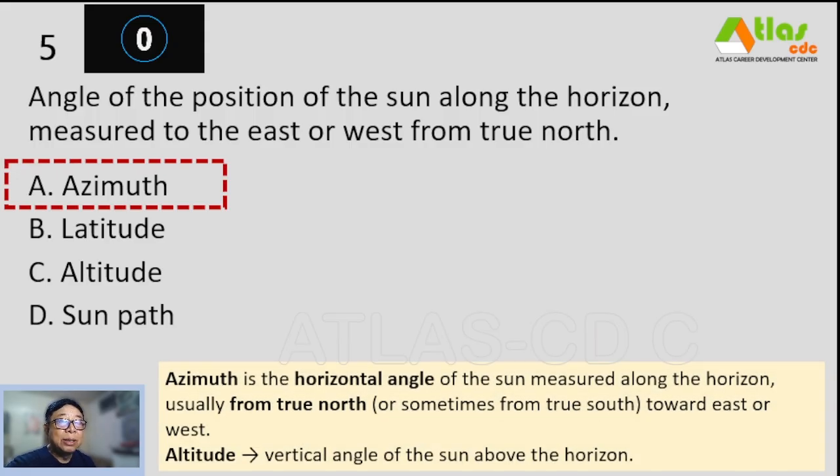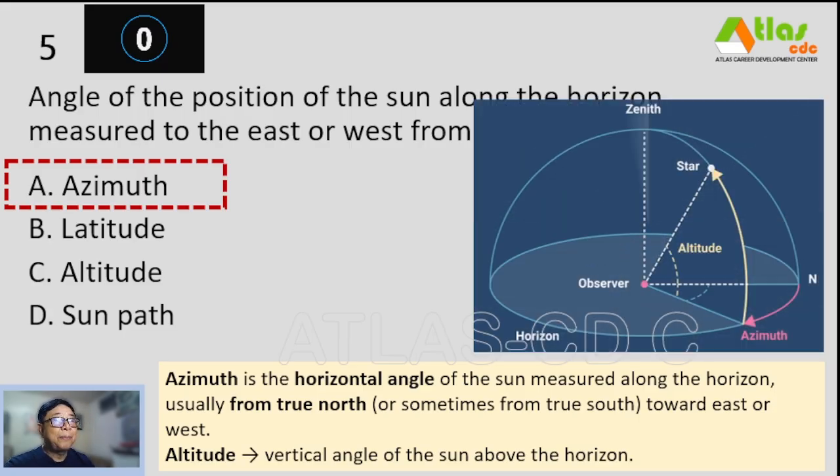So azimuth is the horizontal angle of the sun measured along the horizon, usually from true north or sometimes from true south toward east or west. So ito, from the north, the angle here is what you call the azimuth. Altitude, on the other hand, is the vertical angle of the sun if this is the horizon, and that is the angle of the sun. That is the altitude.